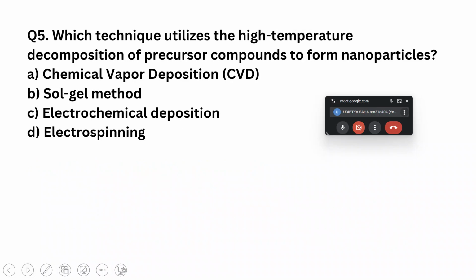Which technique utilizes the high temperature decomposition of precursor compounds to form nanoparticles?